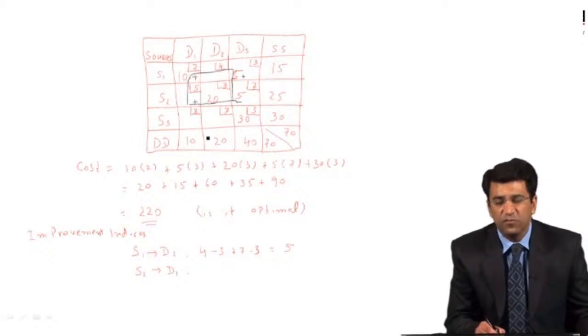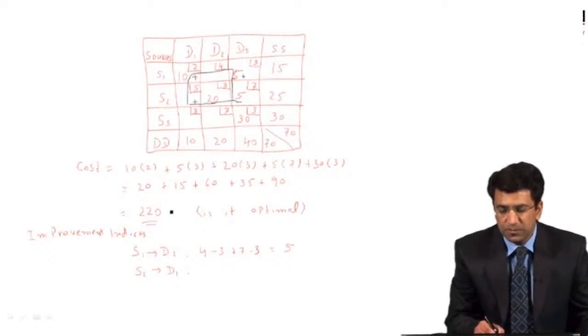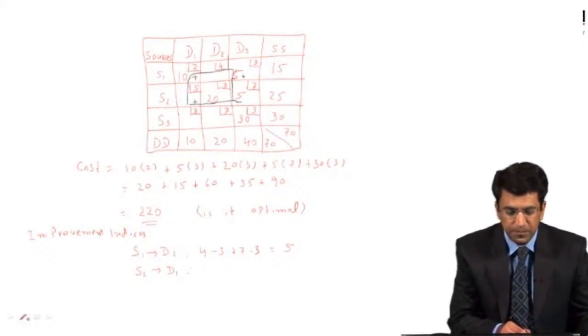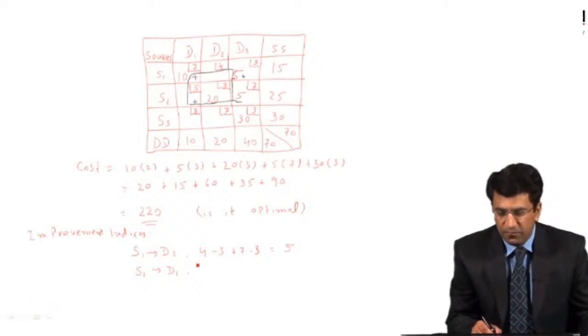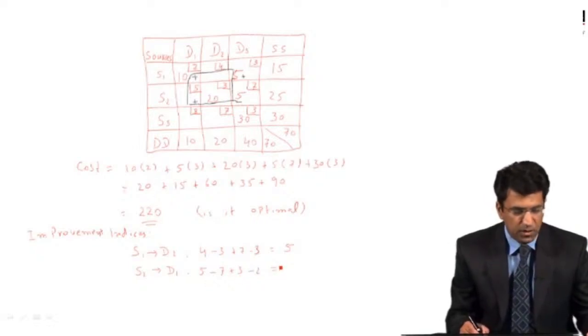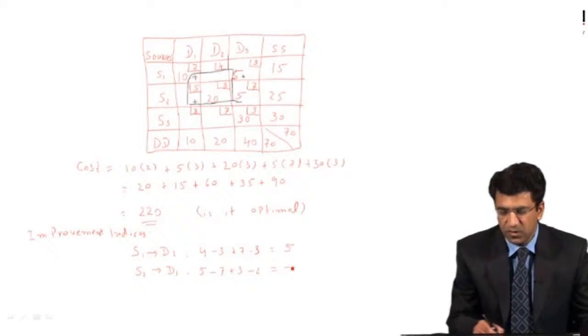So class, this can be our loop for this particular cell. If we use this loop, it will become 5 minus 7 plus 3 minus 2. That is the per unit cost for this loop. So it will become 5 plus 3, 8 minus 9. It will become minus 1. So this value is minus 1.